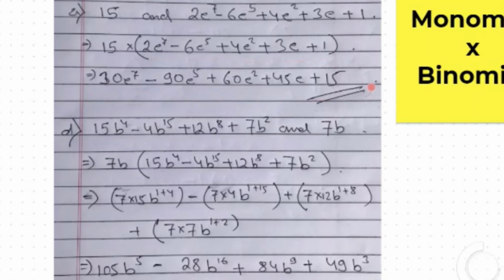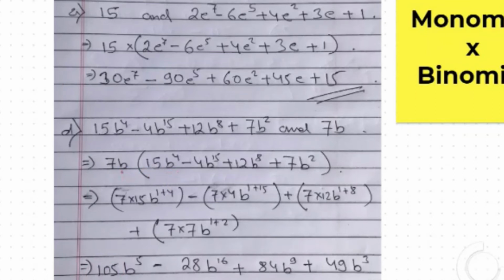You can see one more similar type of question is D, where what I have been given is a long term, 15b to the power of 4, all this term, and a single term is 7b. So what I did, I took out 7b, and this long term I have put inside a bracket. Then individually I have done it. Please see, 7 into 15 is 105.